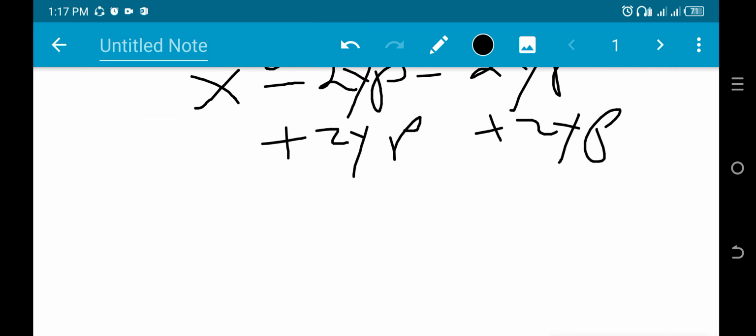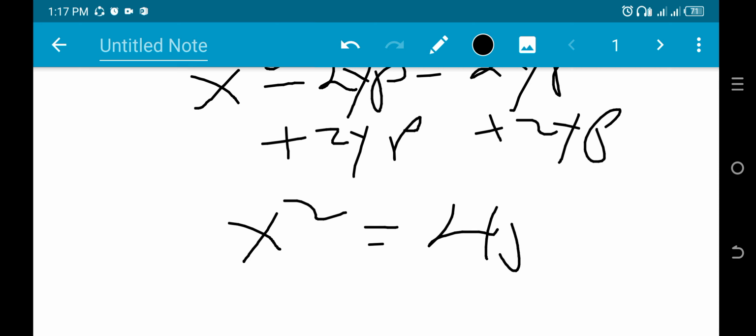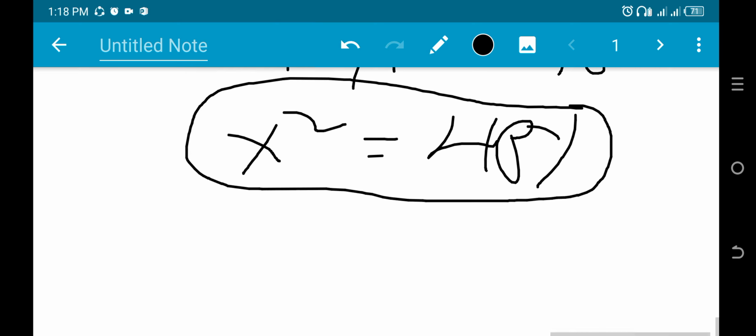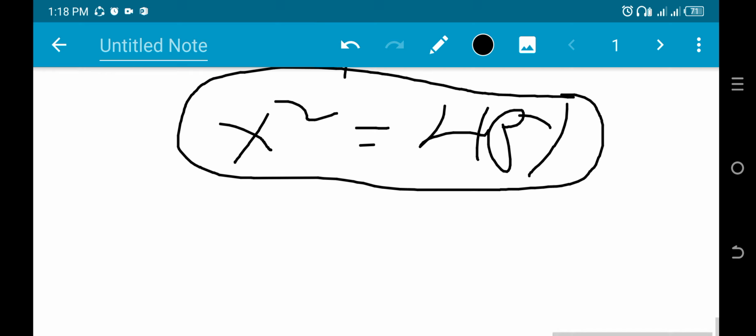So in the end, what are you having? You're having x squared equal to 4py. So we have managed to obtain the common relationship or the common formula for the parabola. So this is the formula for the parabola. And one thing you need to understand is that this will be determined by where your focus will be. So you can be given any equation.